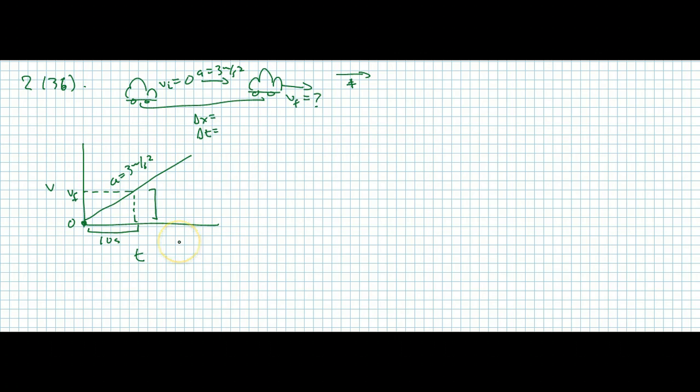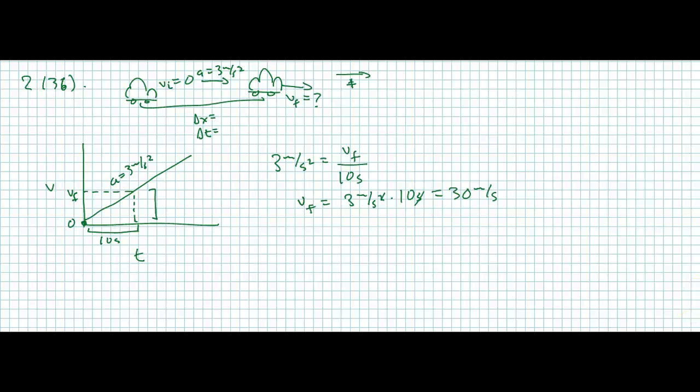So the increase in the velocity from 0 to VF is the rise, and the run is 10 seconds. So I know that my slope, which is the acceleration, is going to be whatever VF is over 10 seconds. So VF is 3 meters per second squared times 10 seconds. One of the seconds cancels with that one, and so I'm left with 30 meters per second.